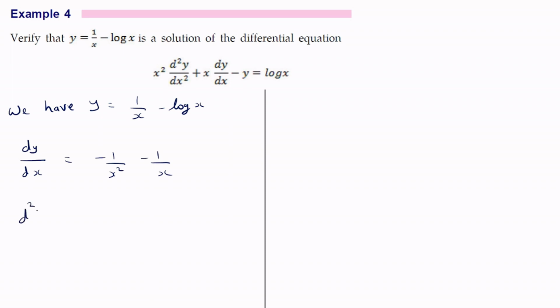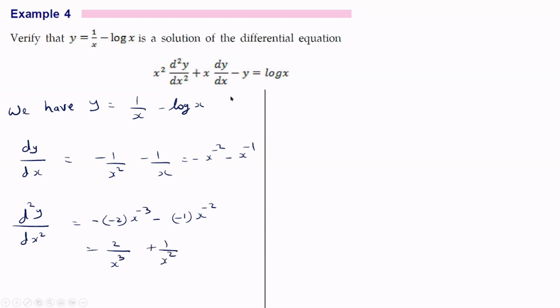And next we have d square y by dx square. This is nothing but minus x raised to minus 2 minus x raised to minus 1. The derivative of x raised to minus 2 is minus 2 into x raised to minus 2 minus 1. So it is minus of minus 2 into x raised to minus 3, minus minus 1 into x raised to minus 1 minus 1, which is minus 2. So this is 2 by x cube plus 1 by x square.